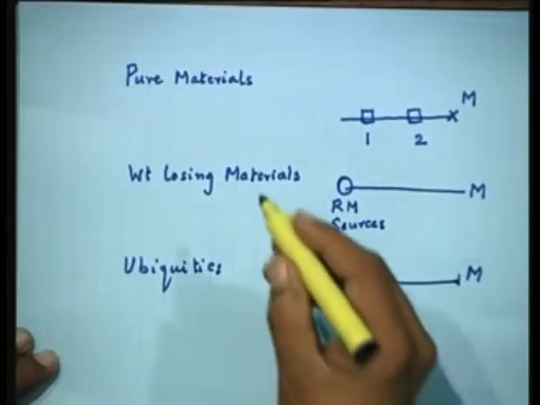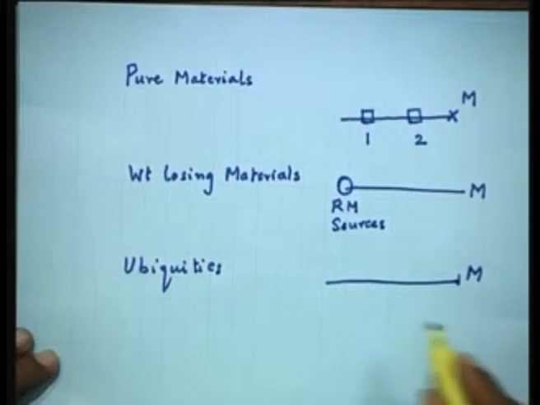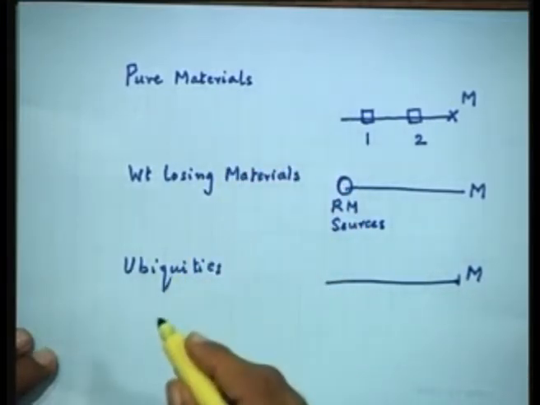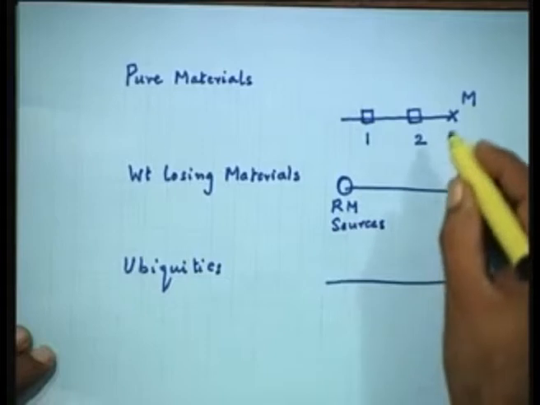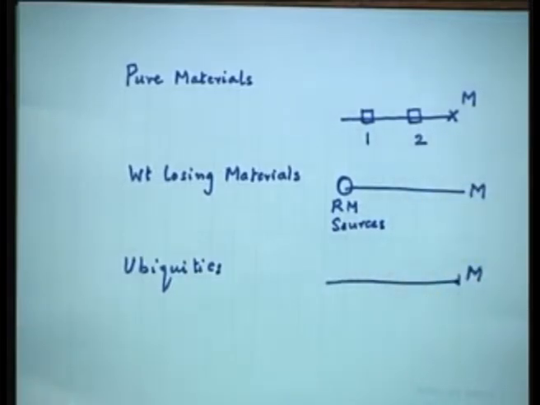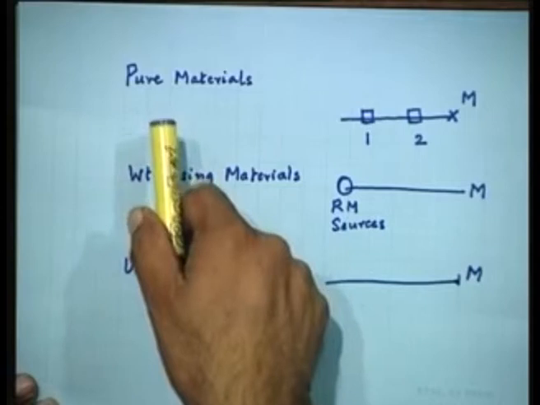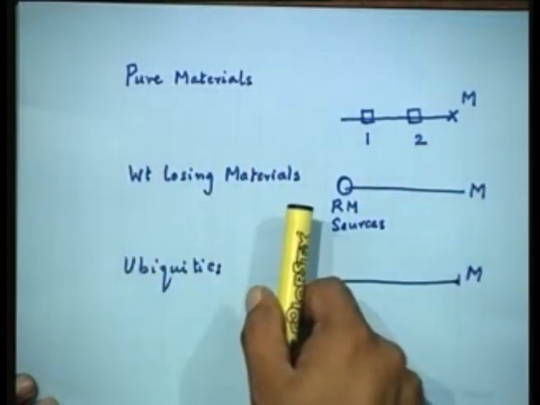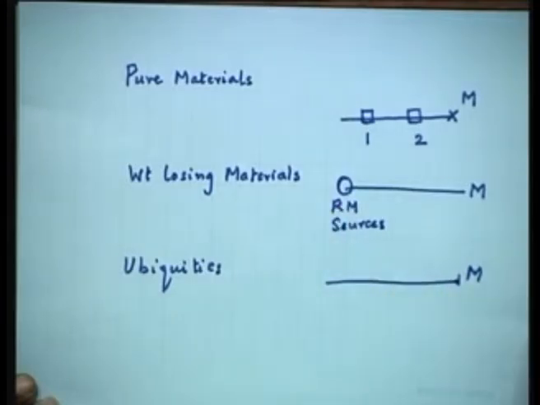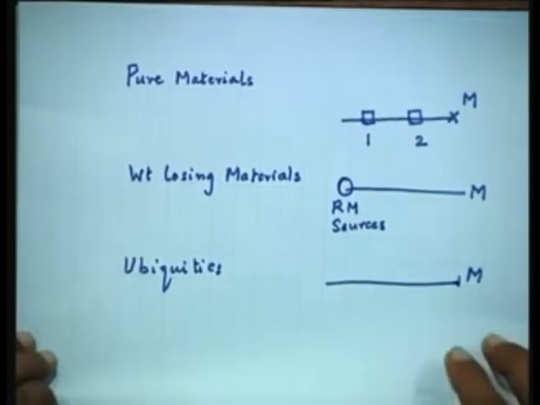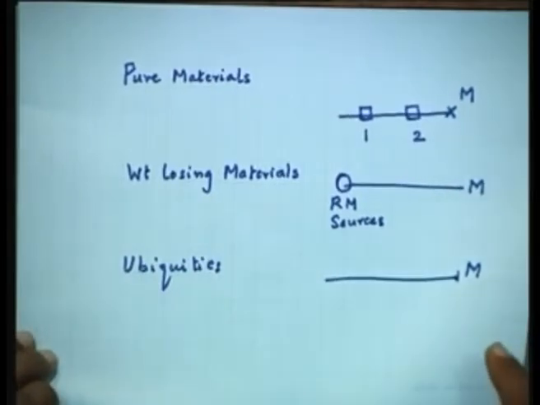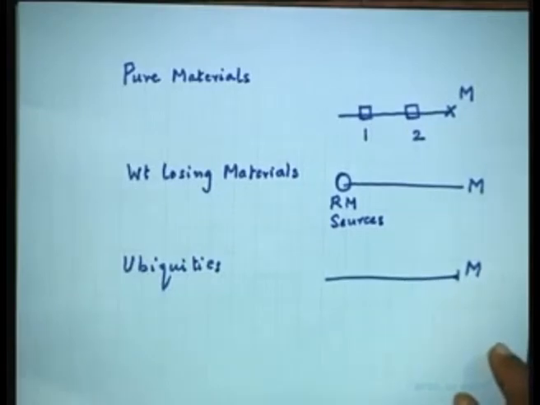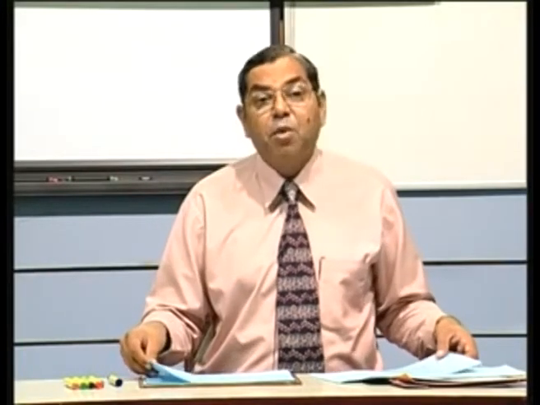So I think this example should bring home to you that the nature of the raw materials plays a significant role in the optimum location of the manufacturing plant. If there are pure materials, it doesn't matter where you locate, other factors govern. If you are using weight losing materials, it's better to locate at the raw material source. And if you are dealing with ubiquities, then of course it's preferable to locate the plant at the market as far as this particular thing is concerned. So considerations like these are important when you're talking about the location of a plant.